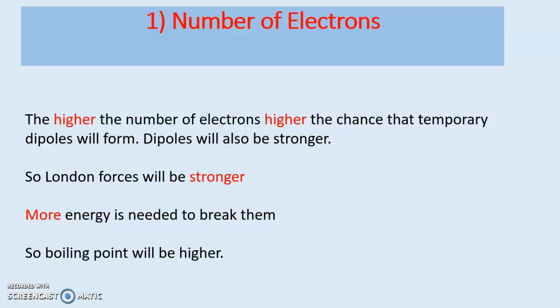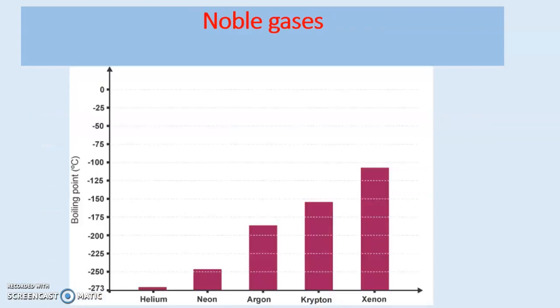The same thing occurs with electrons. If you've got lots of electrons on one end, you've got a greater chance of a dipole occurring, and also the dipole formed would be stronger. Therefore, the London force would be strong. More energy is needed to break them, and therefore the boiling point will be high. Let's look at some examples whereby we can see this change.